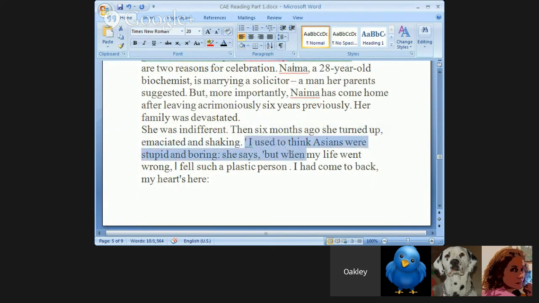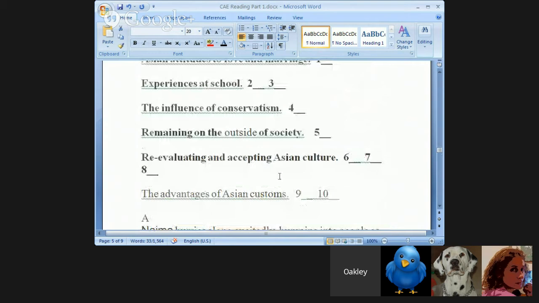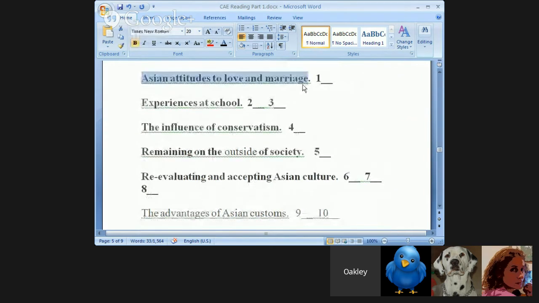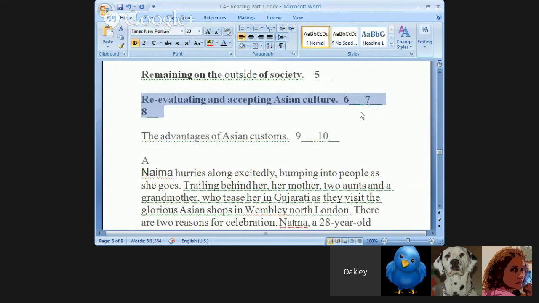Okay, so I used to think Asians were stupid and boring, but when my life went wrong, I felt such a plastic person, I had to come back. So she's coming back to her family. What on earth does this have to do with Asian attitudes to love and marriage? Experiences at school? Well, reevaluating and accepting Asian culture. Do you like that one? Clearly, what she has done is reevaluate her place in Asian culture, and she's coming back, so she's accepting it. Very good. Okay, that one wasn't too bad. Great. You got one answer down. A. Great.